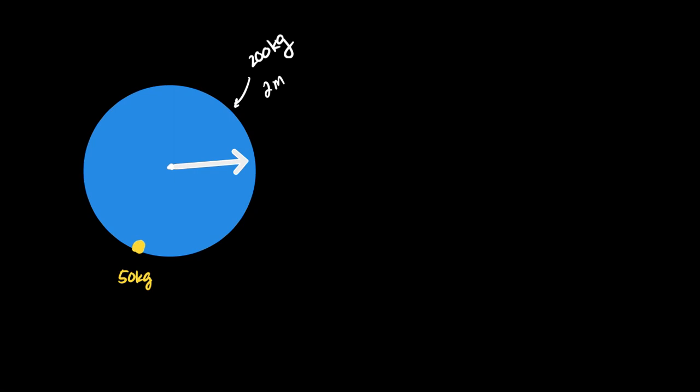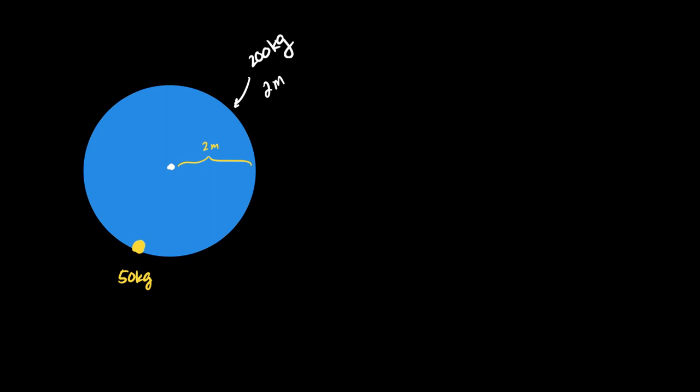So again, I have a merry-go-round, and it has a radius of 2 meters and a mass of 200 kilograms. There is a kid standing on the edge, and he has a mass of 50 kilograms. He is a point mass. I'm saying this because that should trigger in you how to deal with their moments of inertia.